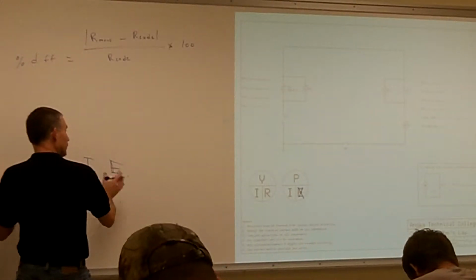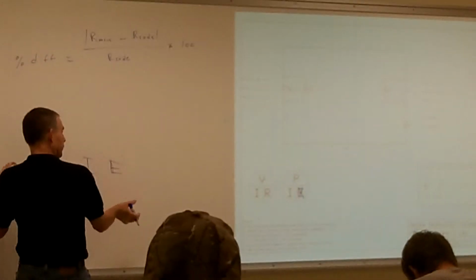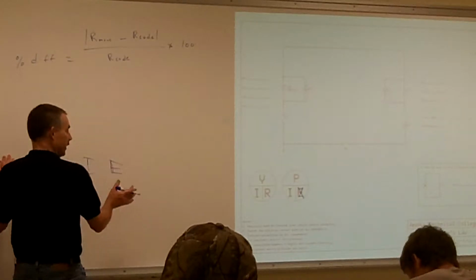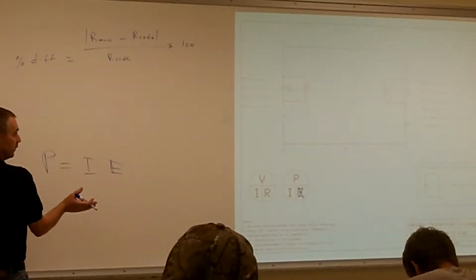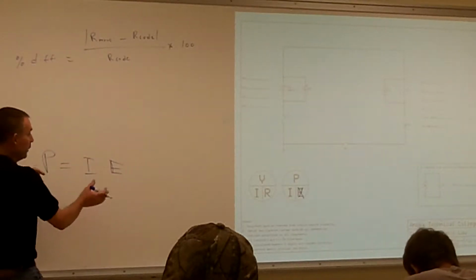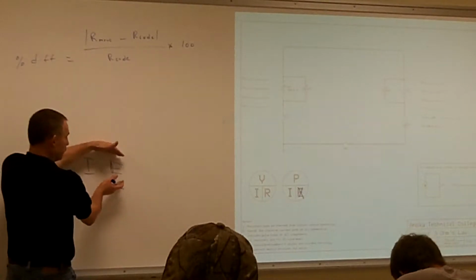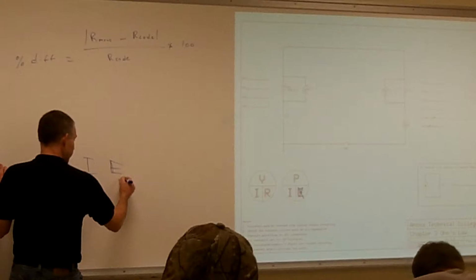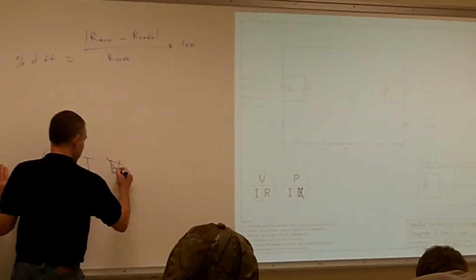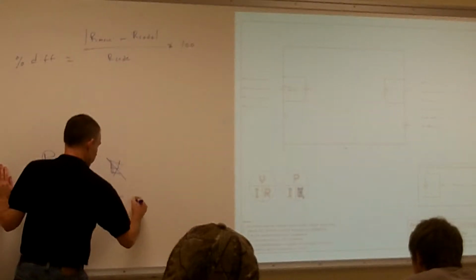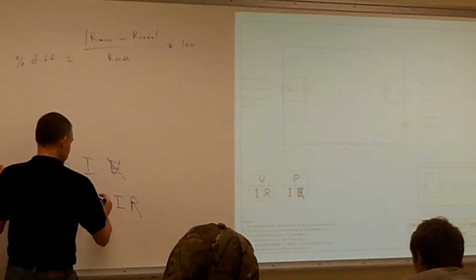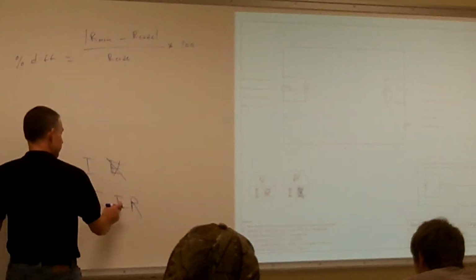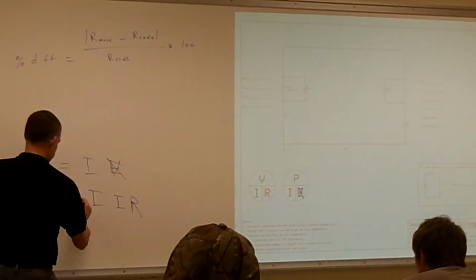What's another name for a voltage drop? Electromotive force. And what's another name for it? IR drop. Because I times R equals my voltage, right? So if I know my current and my resistance, I can cross this out and substitute IR for it. Then my formula turns out to be I times IR equals my power.